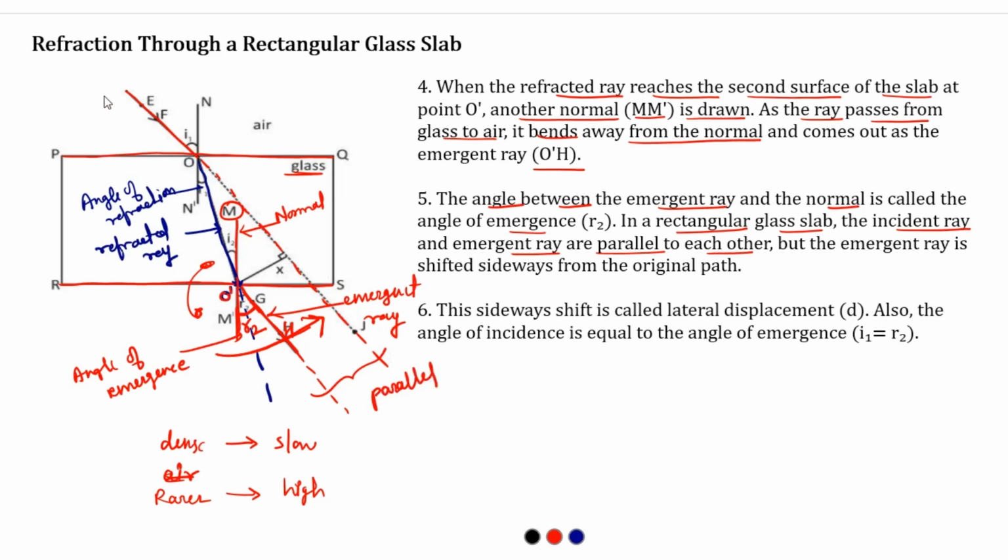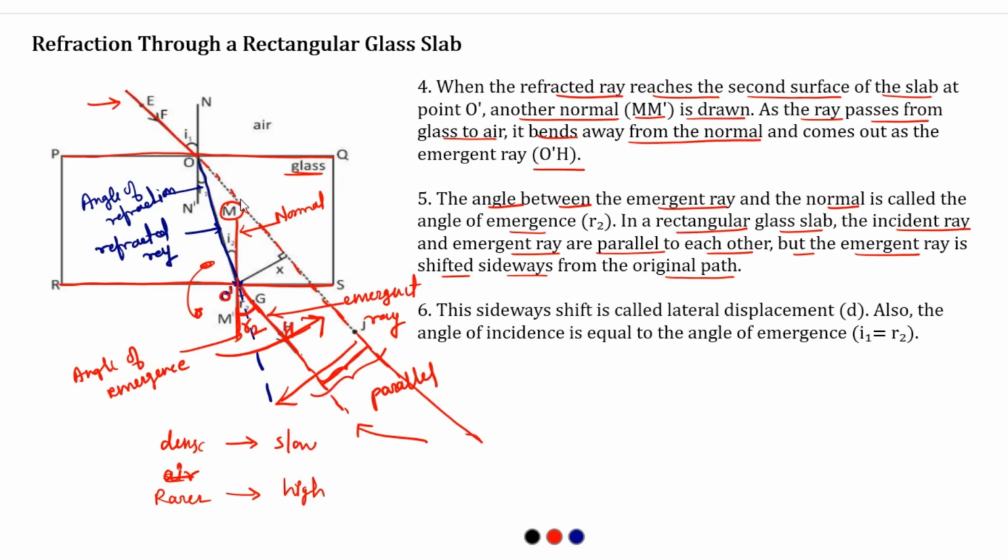So the incident ray at the starting and the emergent ray at the last, these both are parallel to each other. But see here, the emergent ray is shifted sideways from the original path. Instead of going straight like this along the original path of the incident ray, it has been shifted to this side. So this is the distance by which it has shifted from the original.